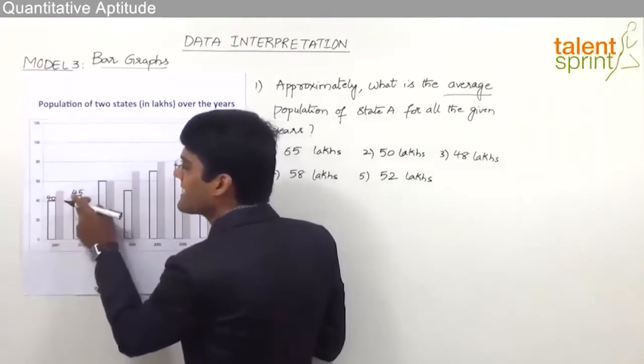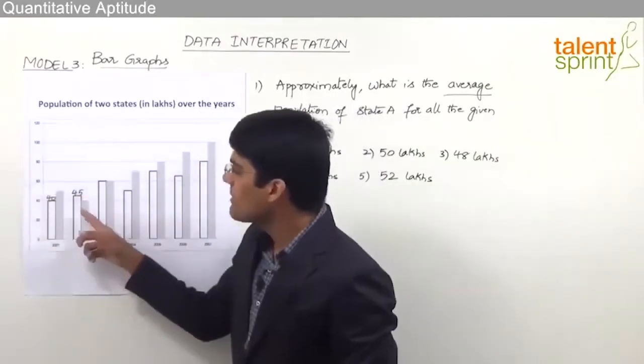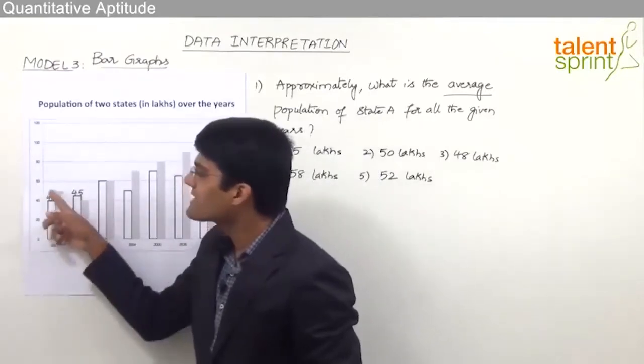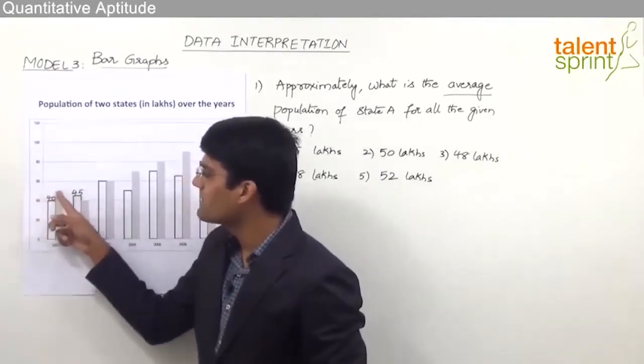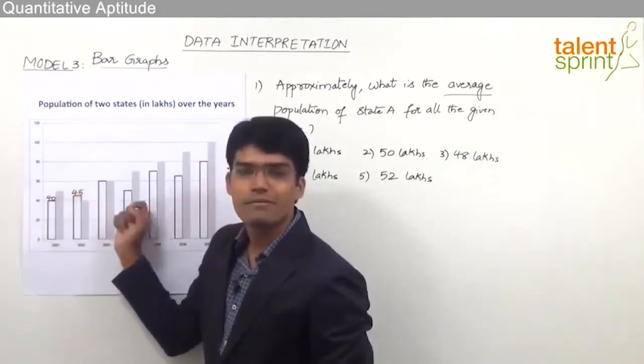Remember friends, this is not exactly half. If it is exactly half, then we can directly take it as 50. Like if you observe, the population of state B is exactly in the middle. So that is 50. If that is 50, this is less than 50. And it is half of it. So it can be taken as 45.